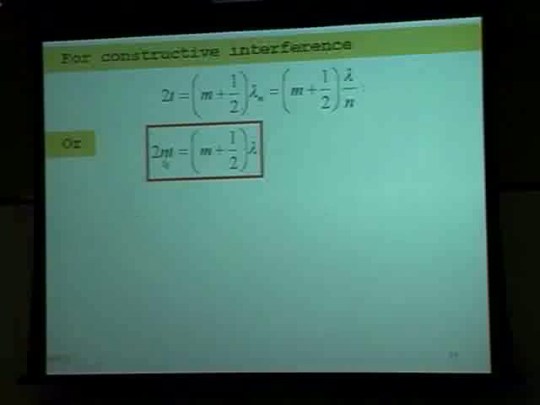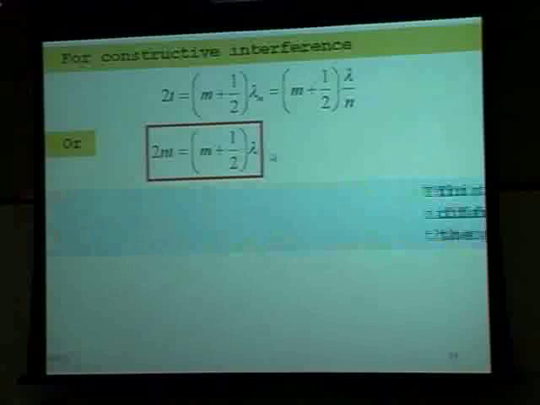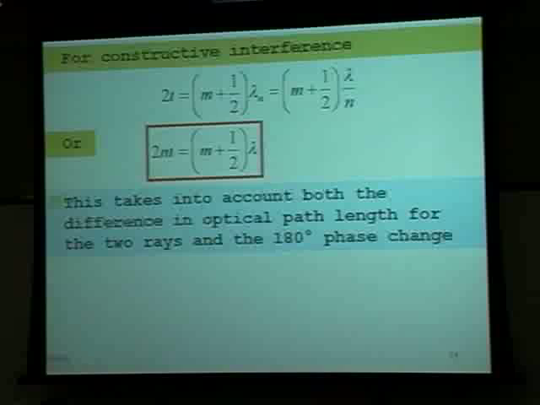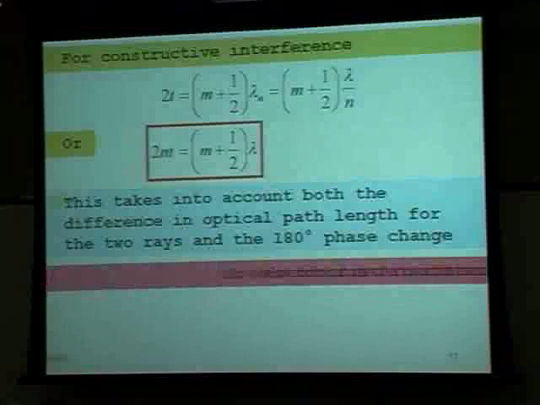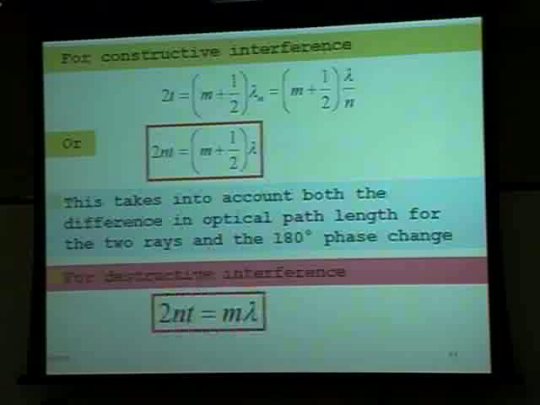Or simplify it like this: 2 times the index of refraction of that film times the thickness equals an integral number of half wavelengths over here. This takes into account both the difference in optical path length and the 180-degree phase change that occurs on the first surface. And for destructive interference, we'd want 2 times the index times the thickness of the film to equal an integral number of wavelengths, because you're going to have that one phase reversal upon the first reflection, and that will give you your destructive interference. One trough versus one crest.